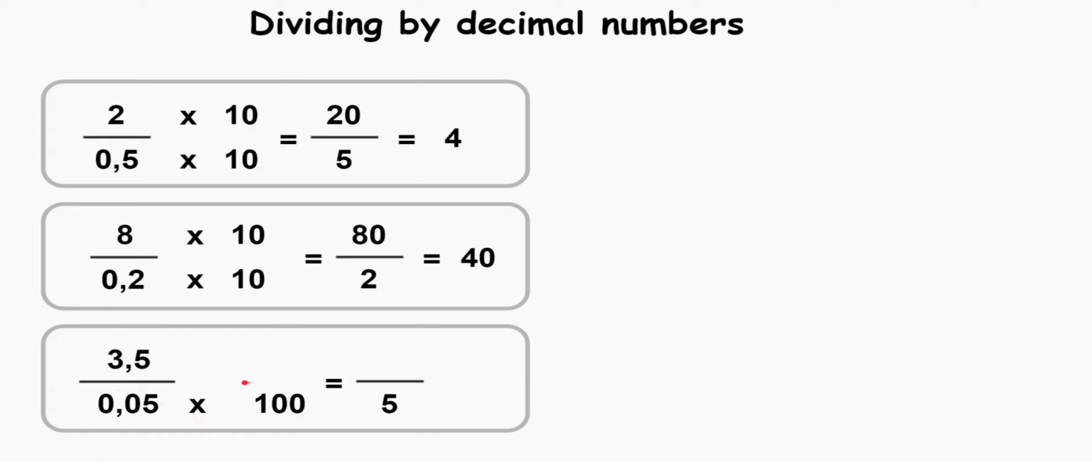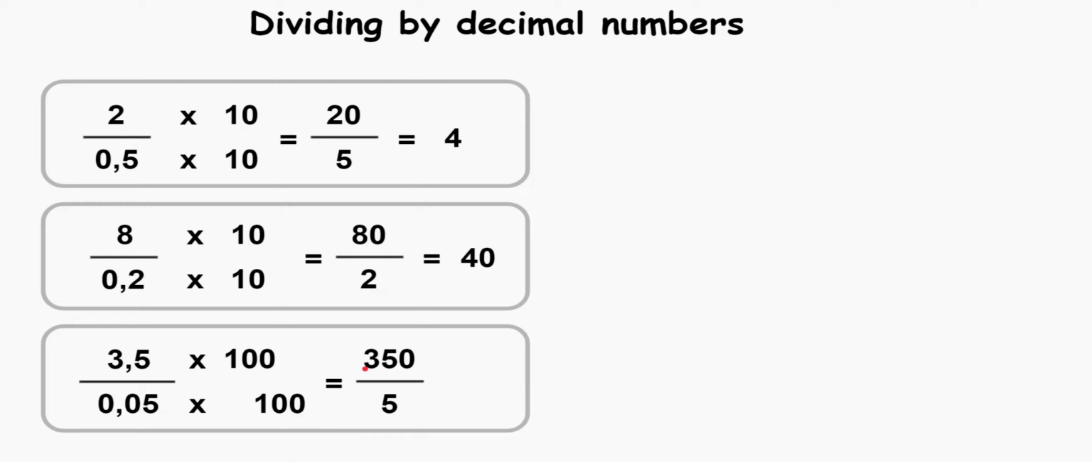And step 2, we need to multiply our numerator 3.5 by the same number that we multiplied our denominator by. So this means we need to multiply 3.5 by 100 as well. And remember, this means we're making 3.5 100 times greater, which means it will become 350. So now that we've created a division problem that's much easier to solve, let's solve it.